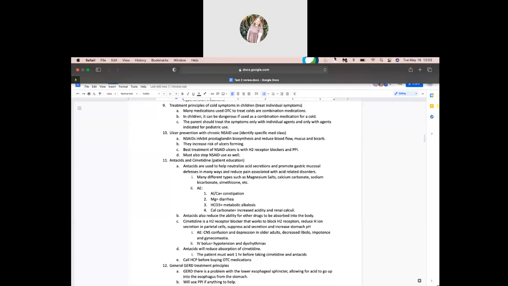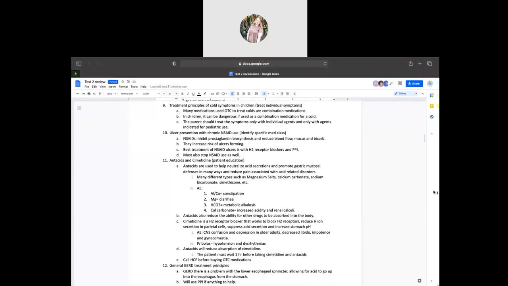With our pediatric populations, we cannot use this medication as it can be dangerous if used for colds. Remember, some education we must do is to always treat the individual symptoms only with approved medication. For example, if the patient has a runny nose or a fever, we're going to use a fever reducer for that. We're not going to use a combination medication like DayQuil. We need to treat those individual symptoms to prevent any other hazardous things going into our patient.